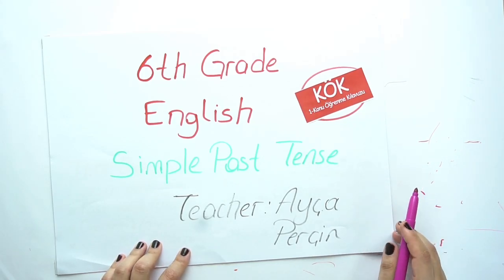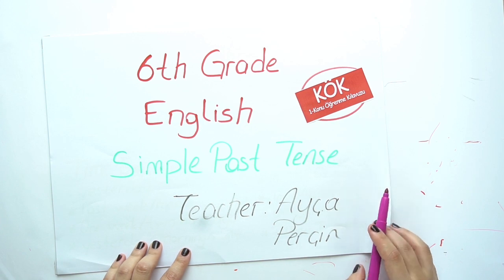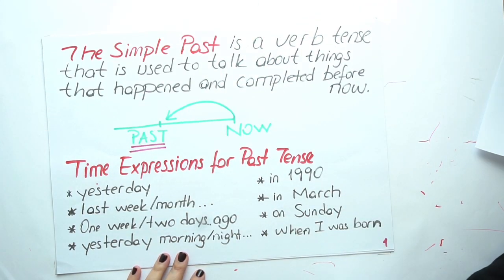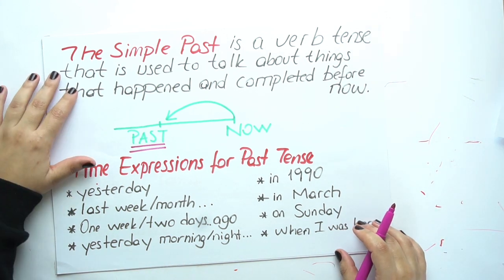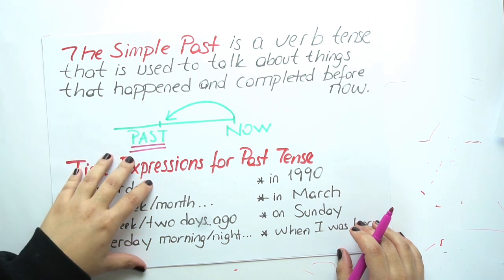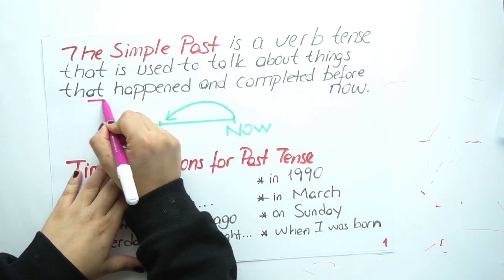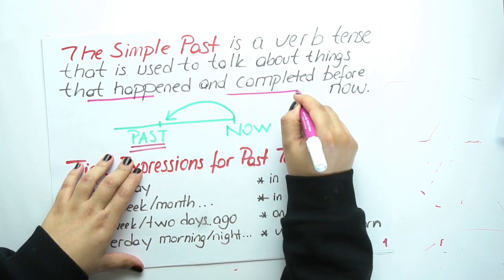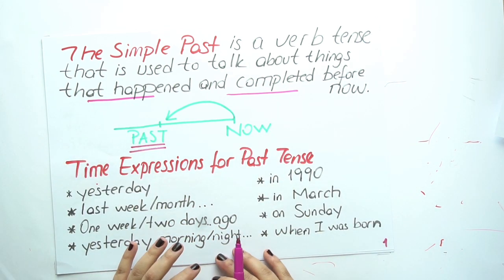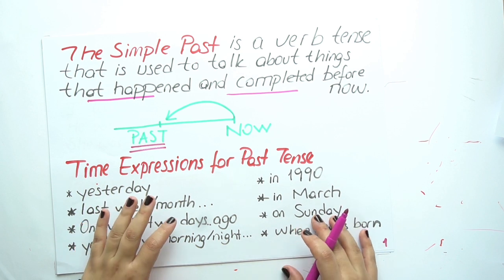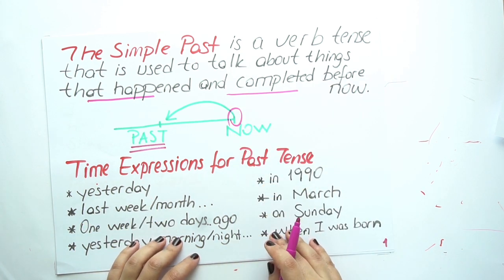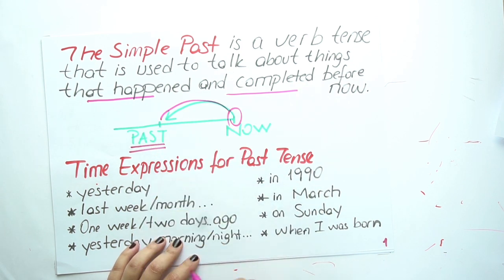We are going to talk about simple past tense for our 6th graders, A levels. The simple past is a verb tense that is used to talk about things that happened and completed before now. These are two important parts: they happened and completed. We are in here now, and past is here.